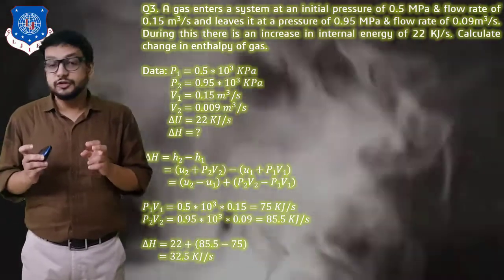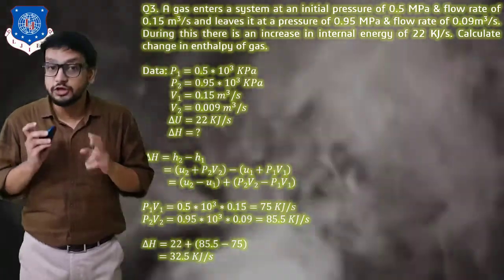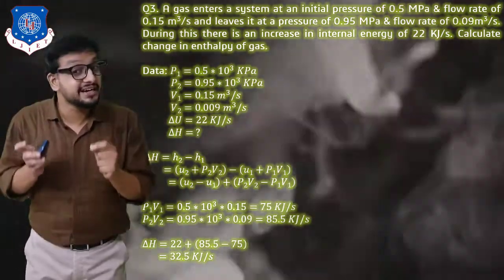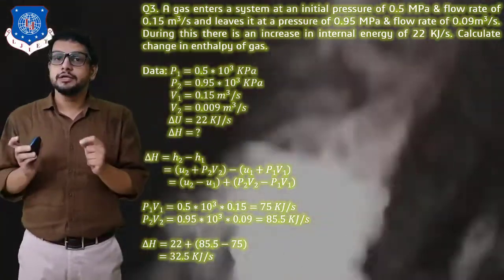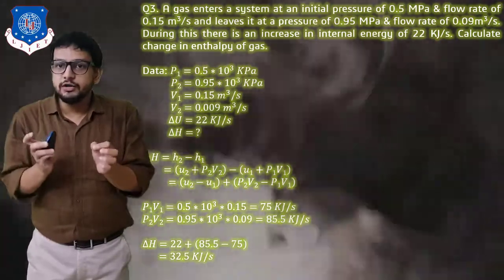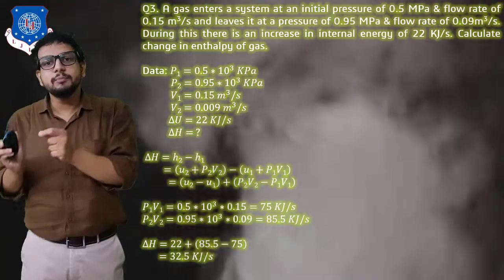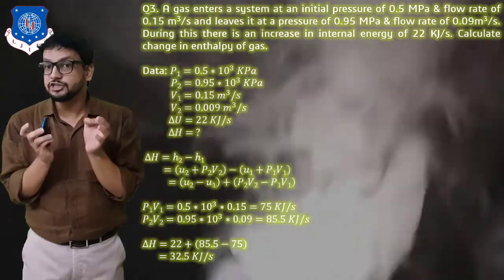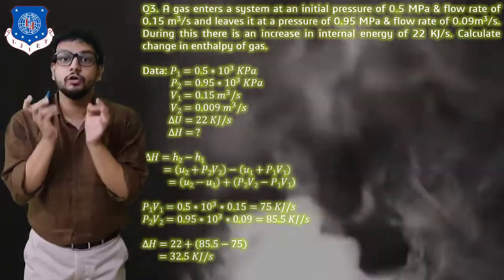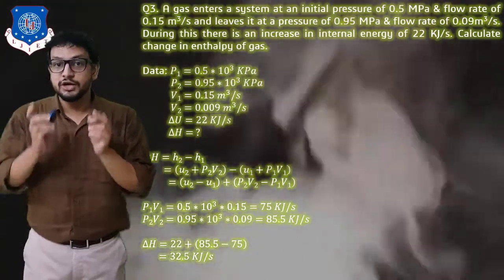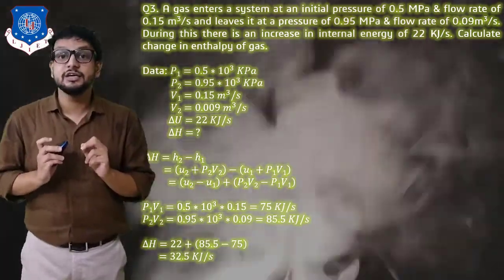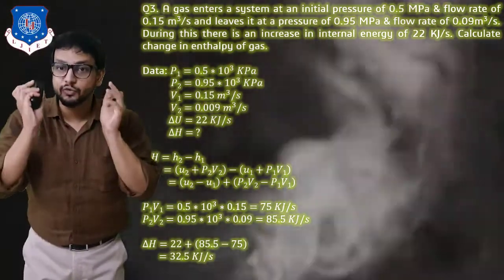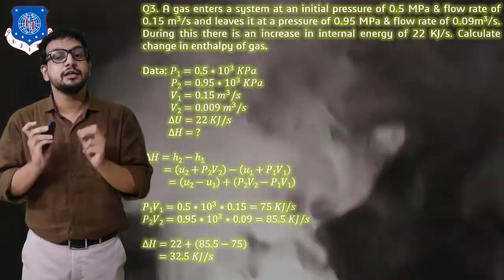Now over here, the first thing we need to keep in mind is a conversion. Joule means Newton meter, remember, whereas pascal means Newton per meter square. So whenever there is joule, you need to take pressure in Newton per meter square or pascal, and whenever there is kilojoule, you need to take pressure in kilonewton per meter square or kilopascal. As you can see, the internal energy given is 22 kilojoule per second, so with respect to that, we need to take pressure in kilopascal.